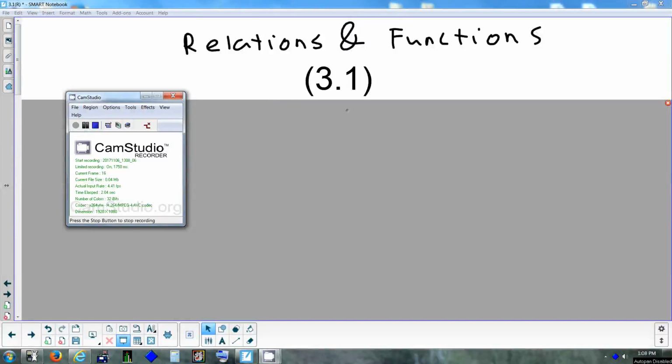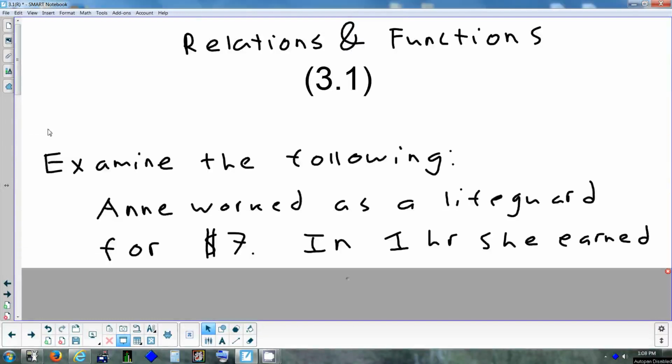Okay, so we're going to start off by looking at what are called relations and functions. Both of those you can draw pictures of. You can draw a picture of a relation, you can draw a picture of a function, but the picture of a function is special. If something's a function, something special happens that doesn't happen in just any old picture. So we'll talk about what happens special in a function.